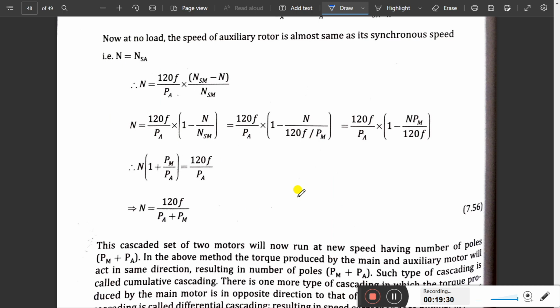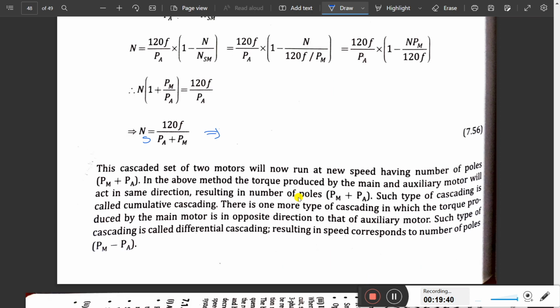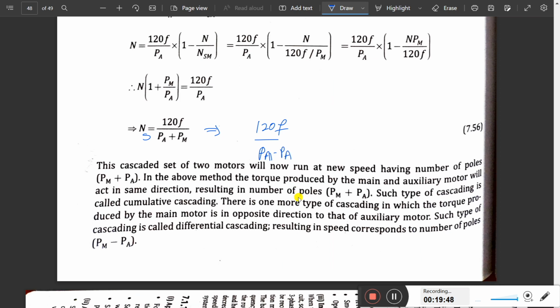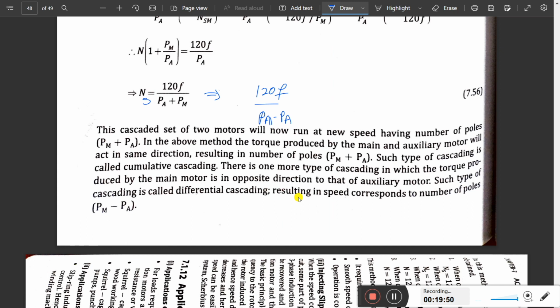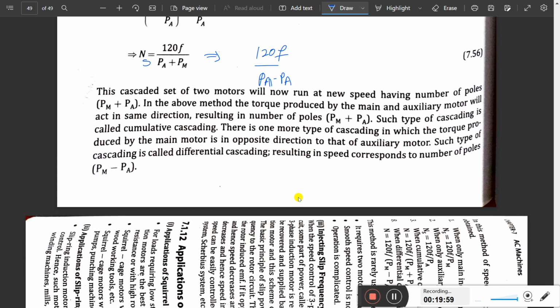Now we can observe here the synchronous speed Ns is equal to 120f by (Pa plus Pm). We can also use a differential connection. In that case, we may write 120f by (Pm minus Pa). We can vary the speed by using the connection. How are we connecting? Whether we are connecting cumulatively or in opposite direction, differentially.